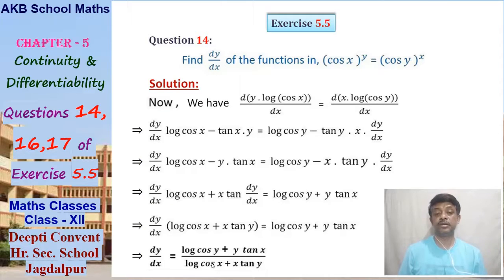So for finding dy by dx, we are using logarithmic differentiation: taking logarithm on both sides, differentiating both sides, collecting dy by dx, and then transferring terms to the right hand side, we get dy by dx like this. So this is the value of dy by dx. This was the solution of question 14 of exercise 5.5. Okay. Now let us take the next important question, 16.